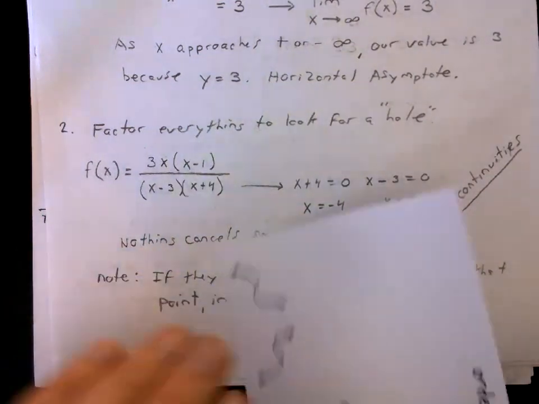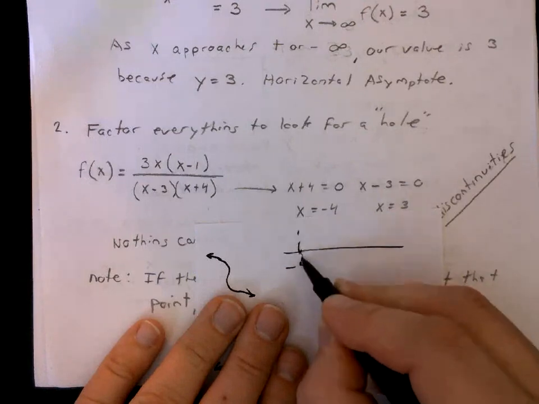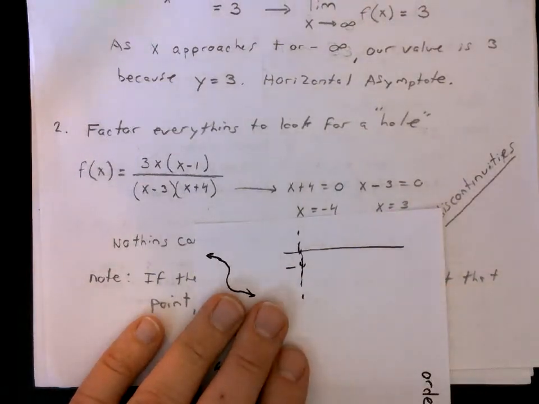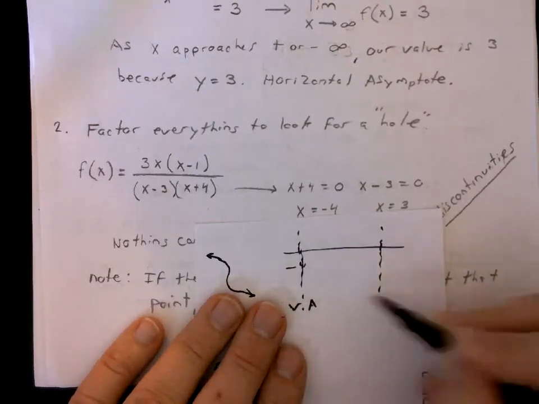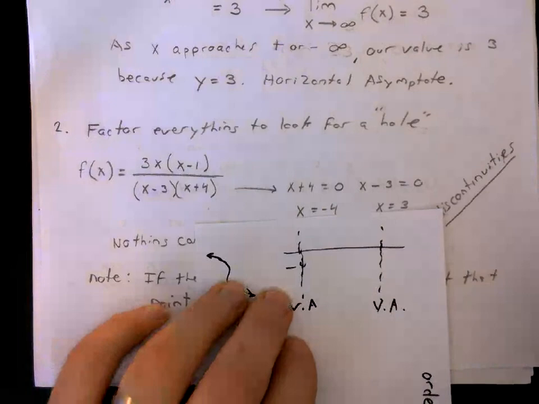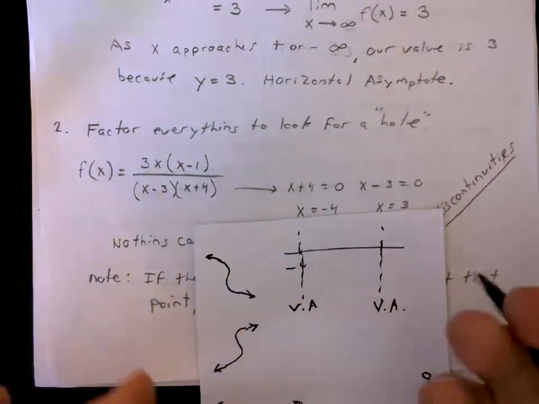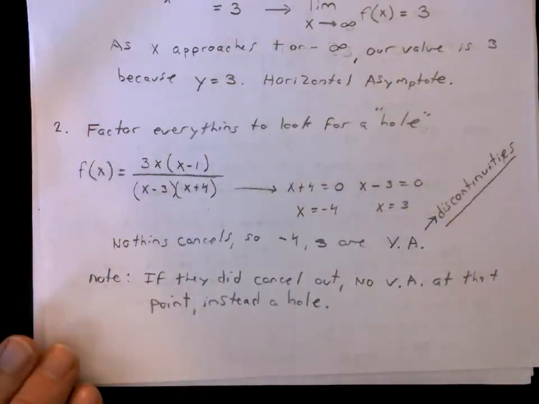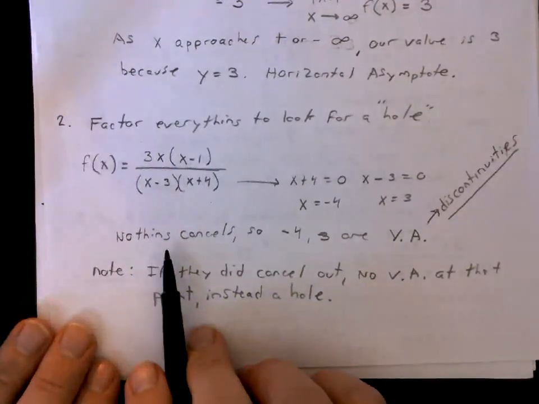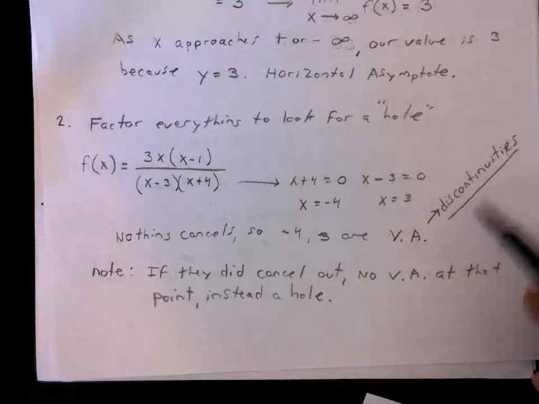So you can picture that in your head: at -4 you're going to have what we call a vertical asymptote, and at 3 you have a vertical asymptote. That means these VAs, the vertical asymptotes, you cannot go through at all. They're big barriers. So that's what this polynomial has right now. Okay, so nothing cancels out, but -4 and 3 are your vertical asymptotes. These are your discontinuities, so there are breaks in the graph.